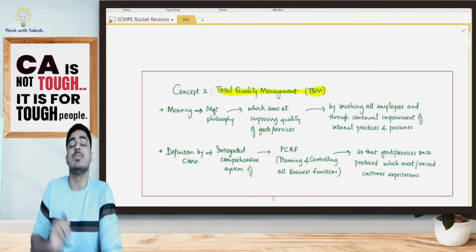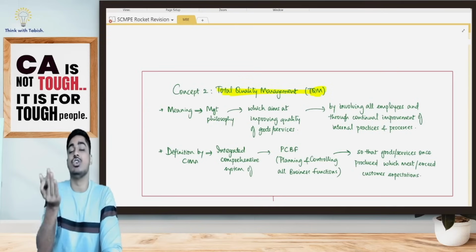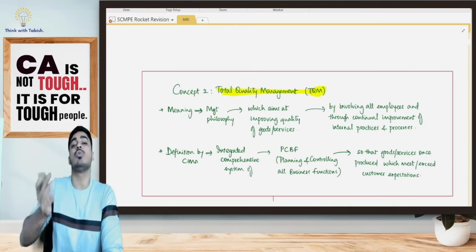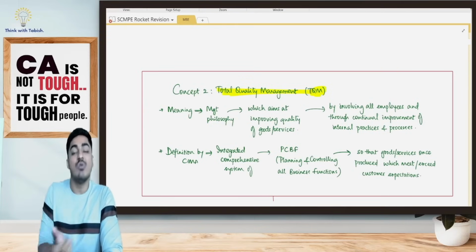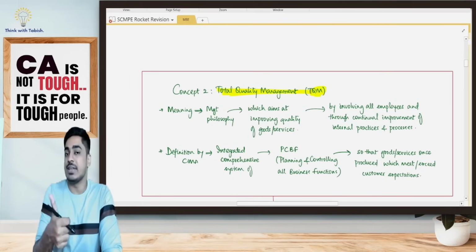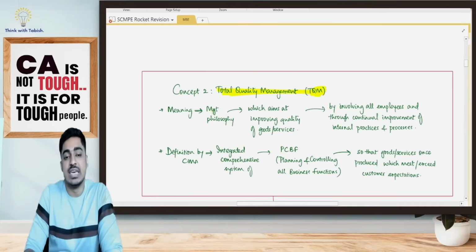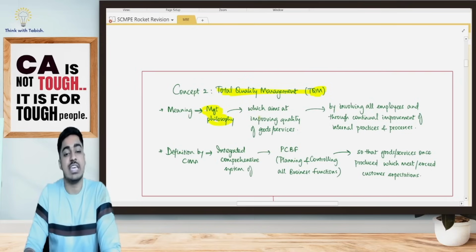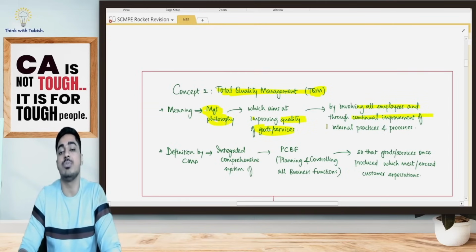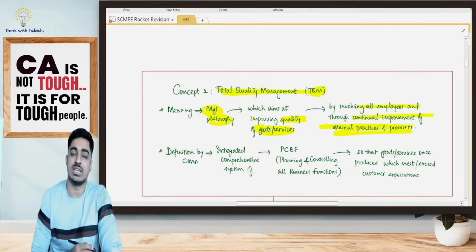Okay, what is this management philosophy telling? Yes, Q, quality, which is aimed at improving the quality of goods or services. Now, how do we improve the quality? Yes, total, by involving everyone and by involving every operation of the organization. Now, look at the students. It's a management philosophy which is aimed at improving the quality of goods or services. How? By involving all employees and through continual improvement of internal practices as well as processes.